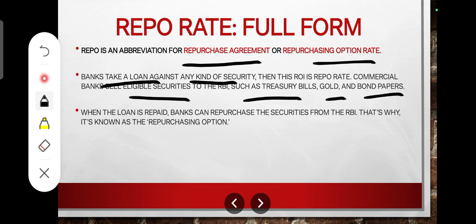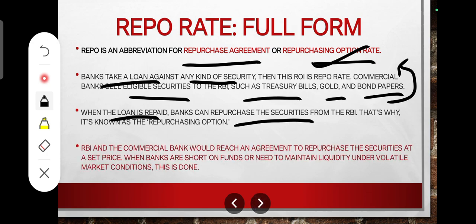And when the commercial bank has sufficient funds, what do they do? They repay this loan and they repurchase the securities that they have given in the above step. That is why the full form of repo rate is repurchasing option rate. So first of all, they sell the securities for the time being, take the money, pay a rate of interest, and when they have sufficient funds in 1 day or 2 days, they repurchase their securities. So in a nutshell, we can say the Reserve Bank of India and the commercial bank reach an agreement that the commercial bank will be repurchasing the securities and the price is already set.